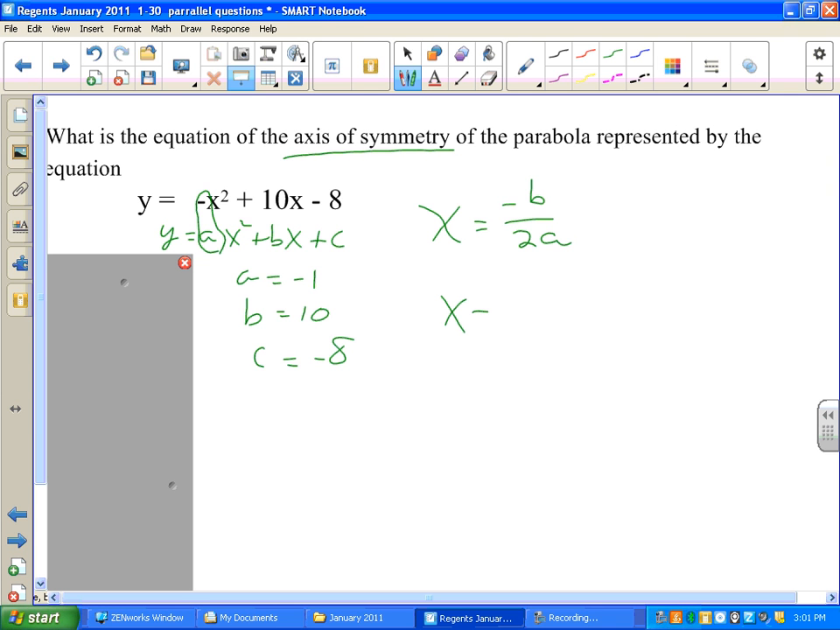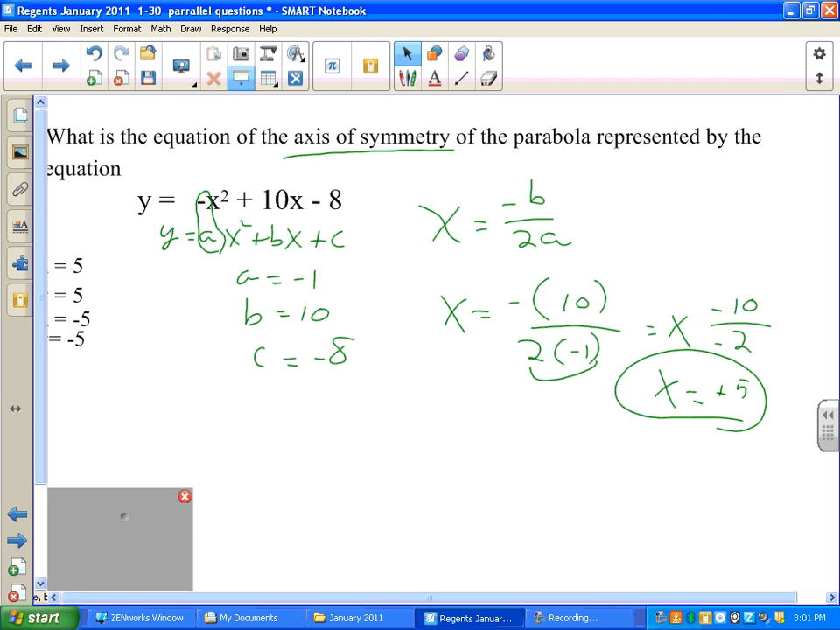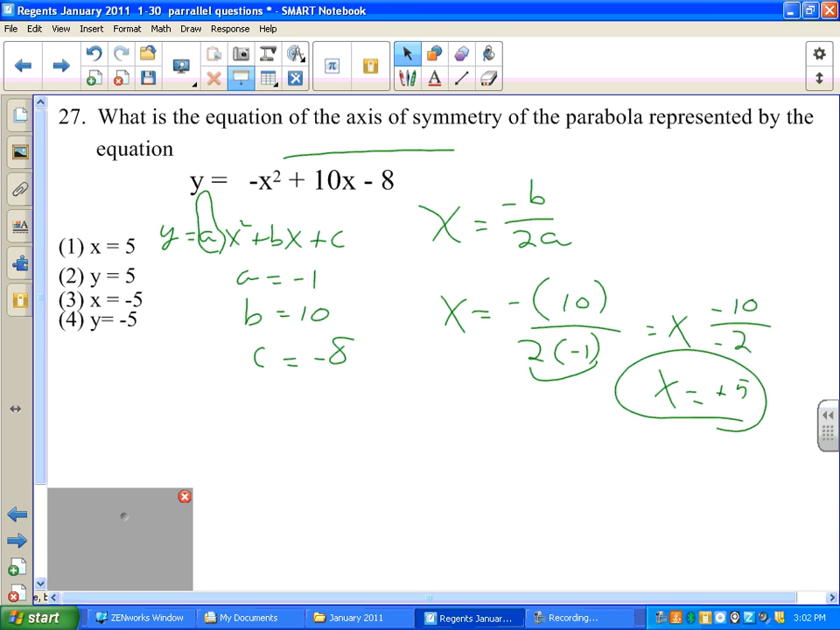But x equals negative, the b is 10, we put it in parentheses just to be safe, divided by 2 times -1. Please, when you do it, you do -10 over 2 times -1 is -2. You do that multiplication. Otherwise, your calculator will give you the wrong answer. So x equals +5. That's the equation for the axis of symmetry. And it is choice 1, x equals +5. If you have any questions, make sure you ask me in class.